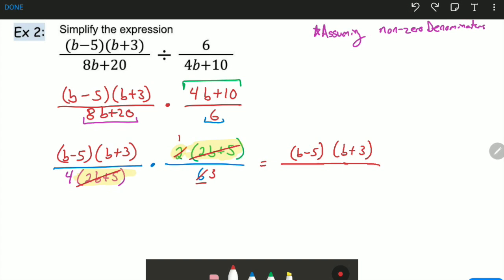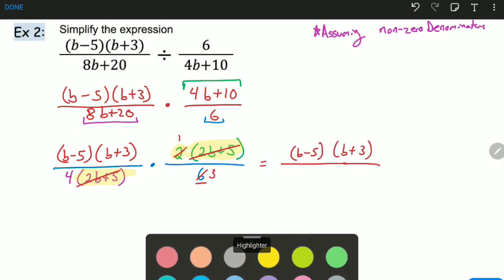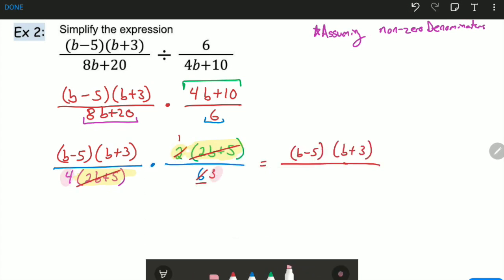Then in the bottom, we do have a couple things left. We have a 4 left over and a 3 left over. No binomial factors, so all we have to do is multiply the 4 and the 3 to get 12, and this would be our answer. You could also see the top distributed out, but usually this is fine. It's fine to keep it like this. And that's it.